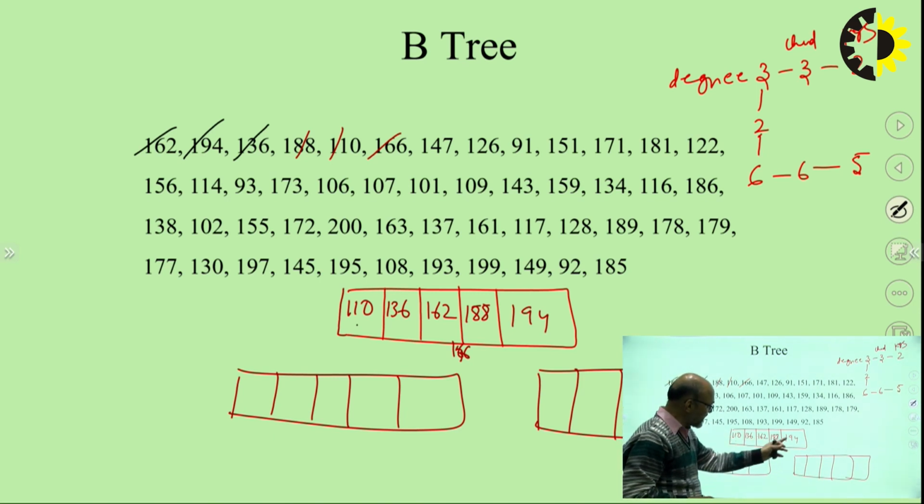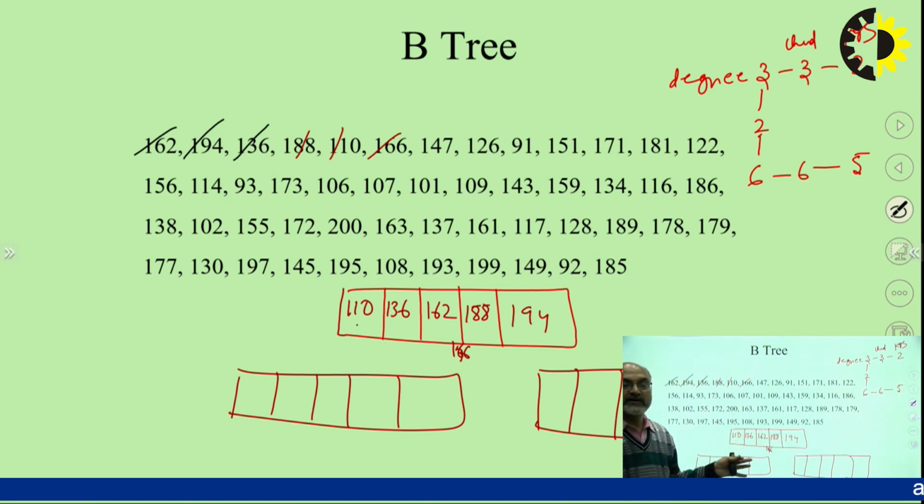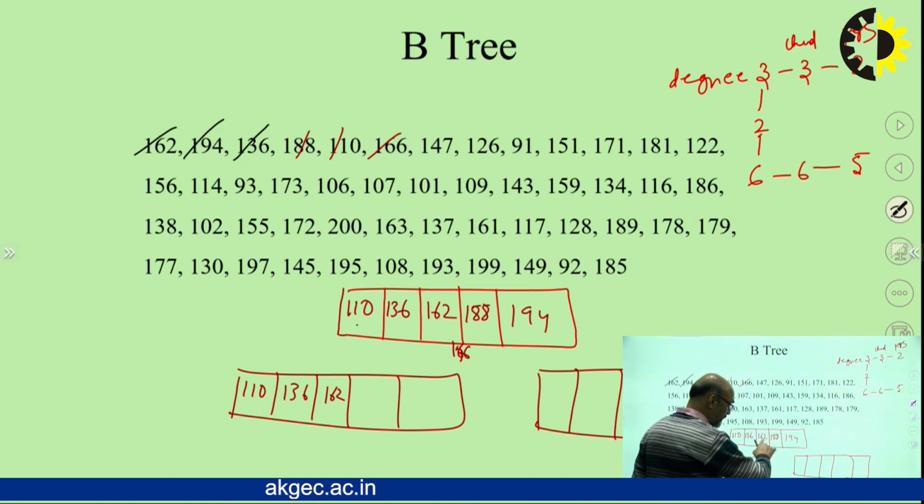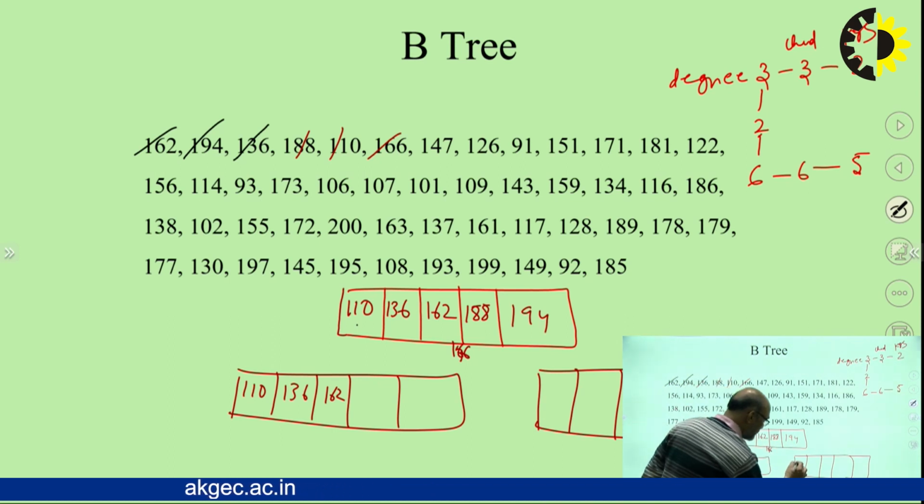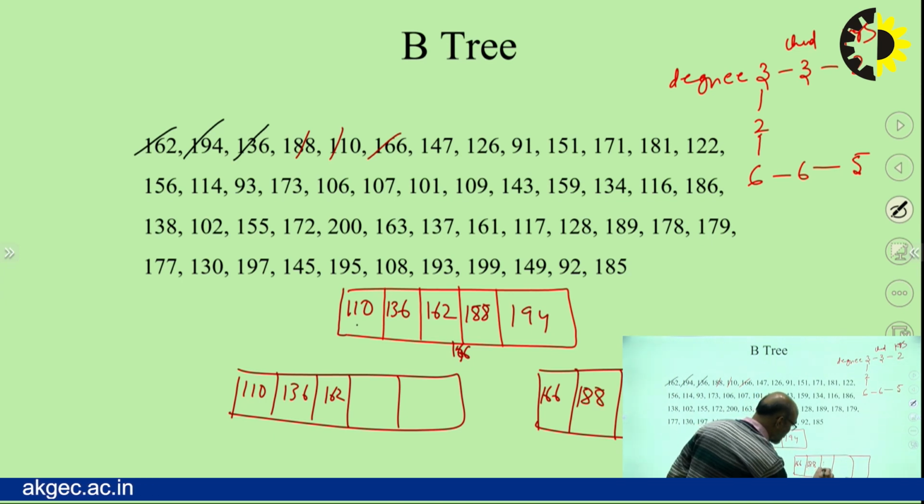Total number of keys are 6. This will split it into 3. The first lower 3 are stored here: 110, 136, 162. Next keys in same sequence, maintaining search property, means maintaining this increasing order, will be stored here: 166, 188, 194.